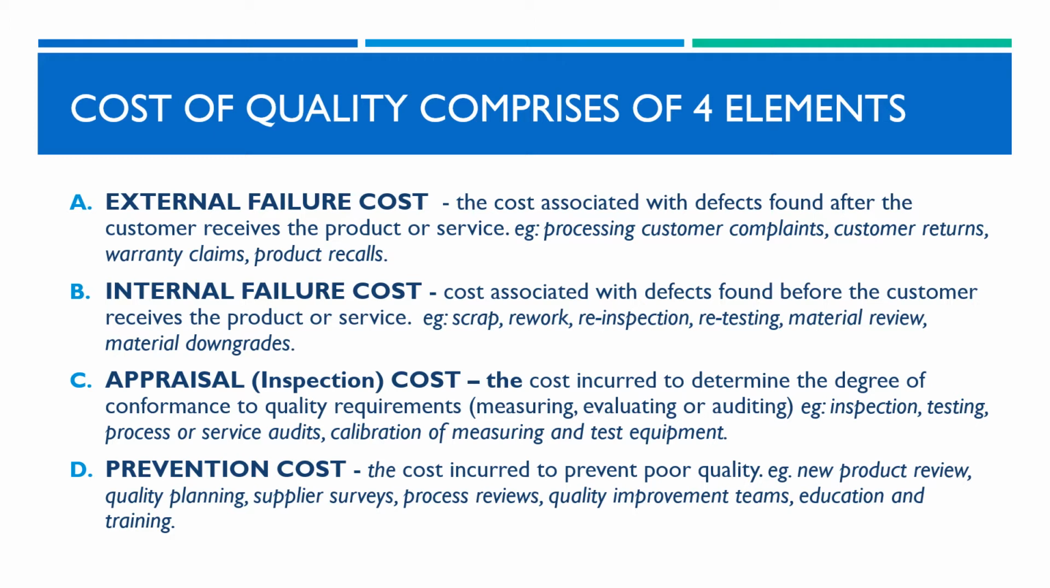Appraisal, or inspection cost. This is the cost incurred to determine the degree of conformance to quality requirements. That is, measuring, evaluating or auditing. For example, inspection, testing, process or service audits, calibration of measuring and test equipment. And finally, prevention cost. The cost incurred to prevent poor quality. For example, design review, quality planning, supplier surveys, process reviews, quality improvement teams, education and training.